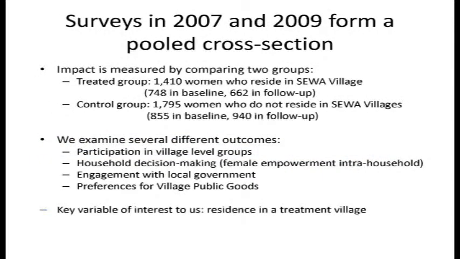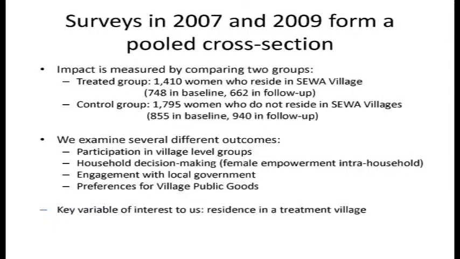Well, so we had surveys undertaken in 2007, the baseline, and then of course an end-line survey in 2009, basically 2 years after the actual intervention was in place. Together that forms a pooled cross-section. So we have the traditional, typical kind of impact evaluation set up in that sense.